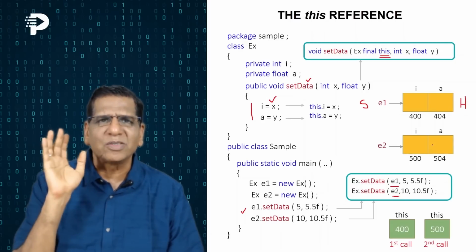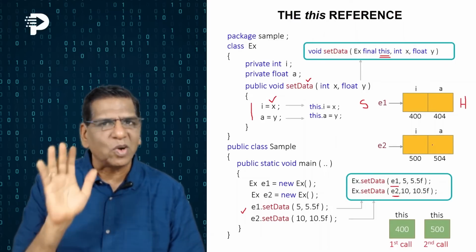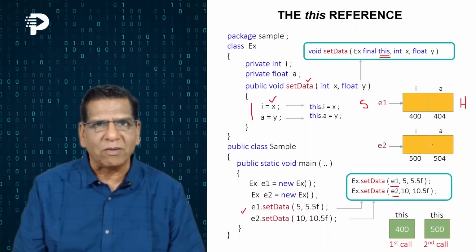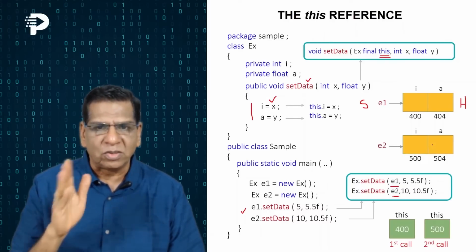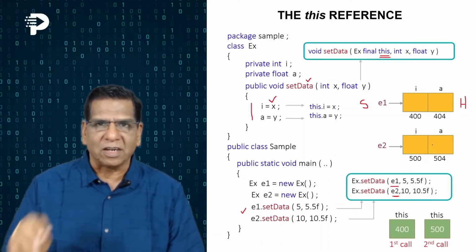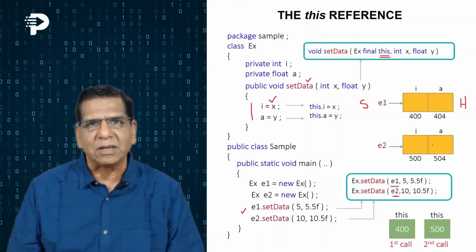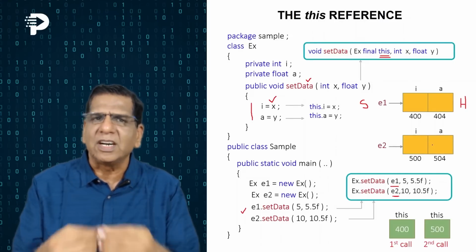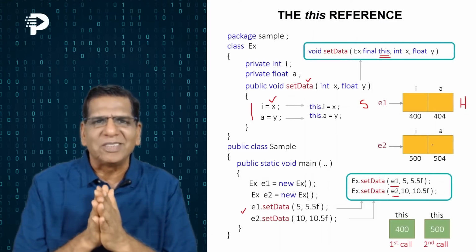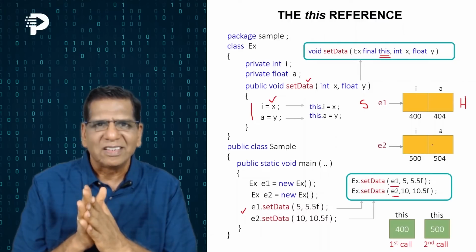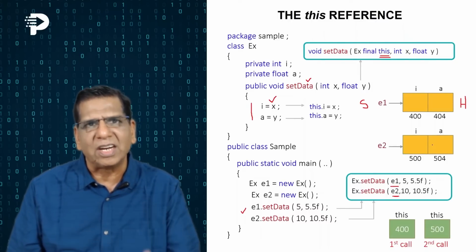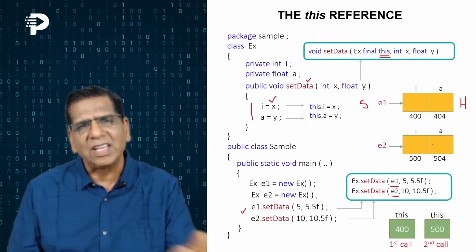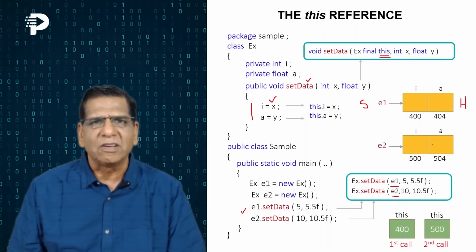Many Java programmers don't know this. That should not happen in your case. You must know thoroughly well how it is able to distinguish between the first and the second objects within the set data method. What works with set data works with absolutely any other method within the class. Tomorrow in place of set data, you have get data or print data. Even there, this pointer or this reference will be at work.